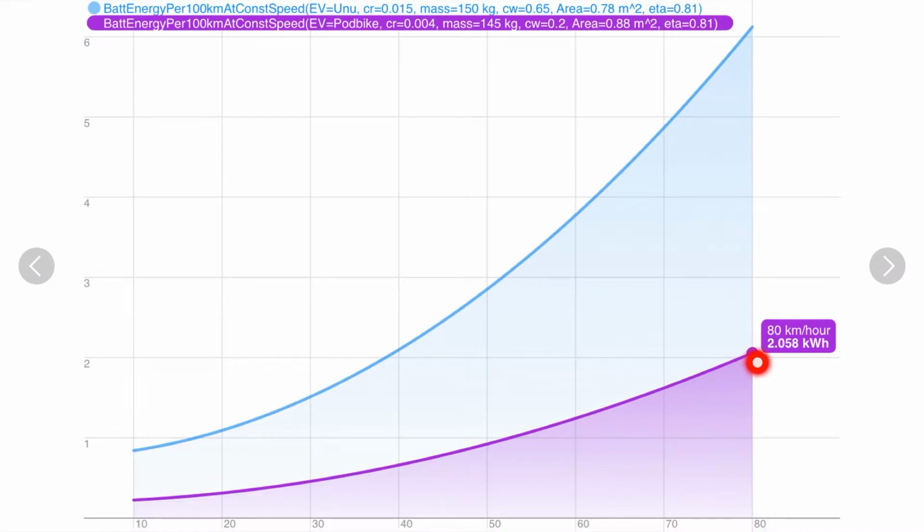And if this vehicle could drive 80 kilometers per hour, then we would have just a consumption of 2 kilowatt hour per 100 kilometer. And this is much, much less than an Uno would have if this vehicle could drive 80 kilometers per hour, because this would be more than 6 kilowatt hour here. And this is just the result of the better drag coefficient here. Now we have approximately the factor 3 for the drag coefficients between the Uno and the Podbike. And this is then the result here.